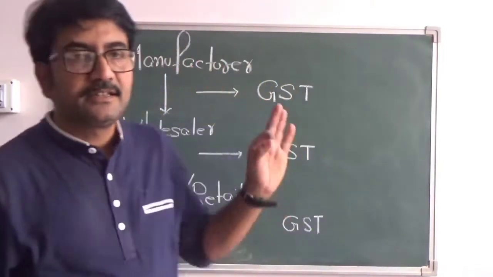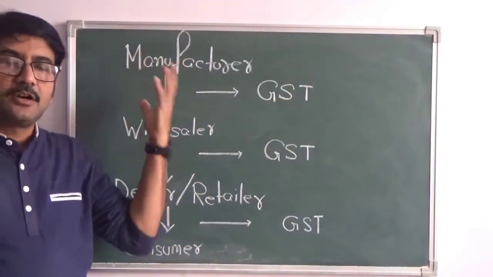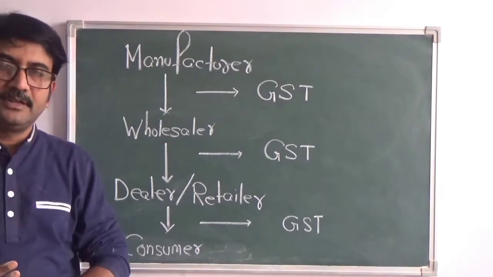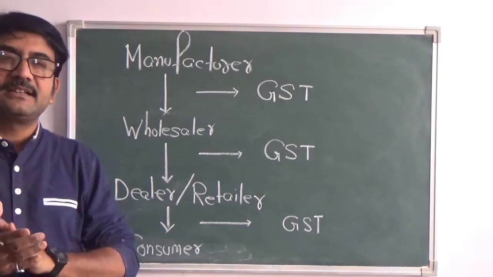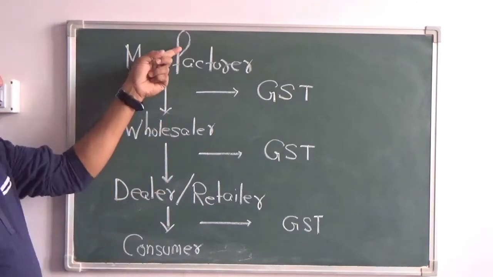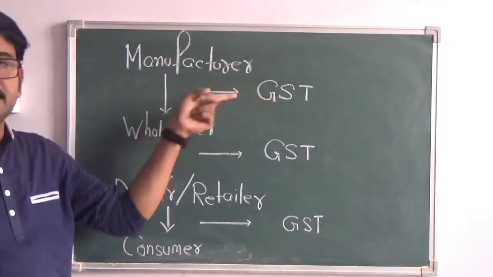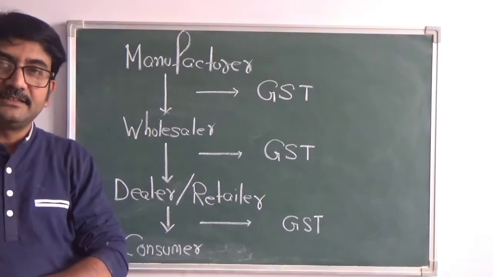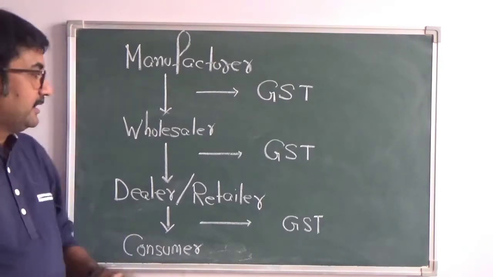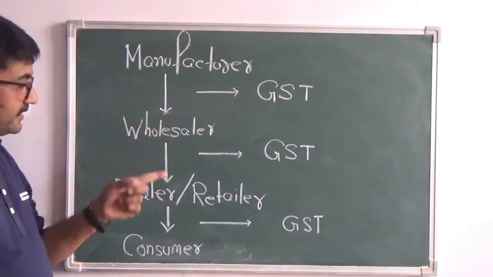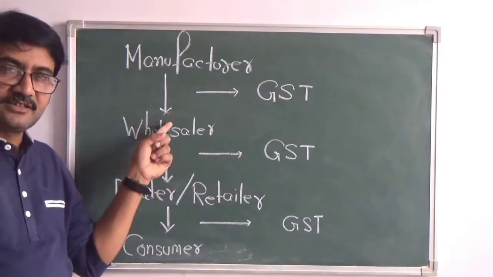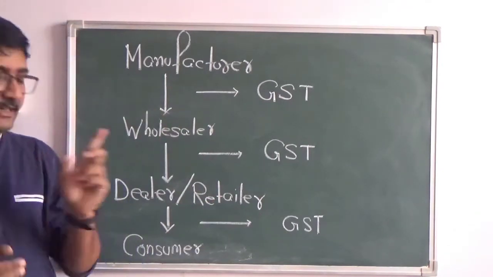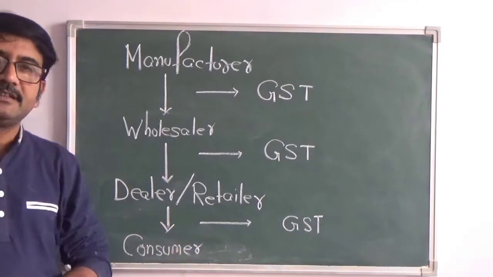Now look at this supply chain. Suppose a commodity is transferred from the manufacturer to the wholesaler. GST is involved. That is, the manufacturer will collect GST from the wholesaler. Similarly, when the commodity is transferred from the wholesaler to the dealer, GST is charged from the dealer. So the dealer is paying the GST to the wholesaler. And finally, when the commodity reaches the end consumer, GST is paid by the end consumer.